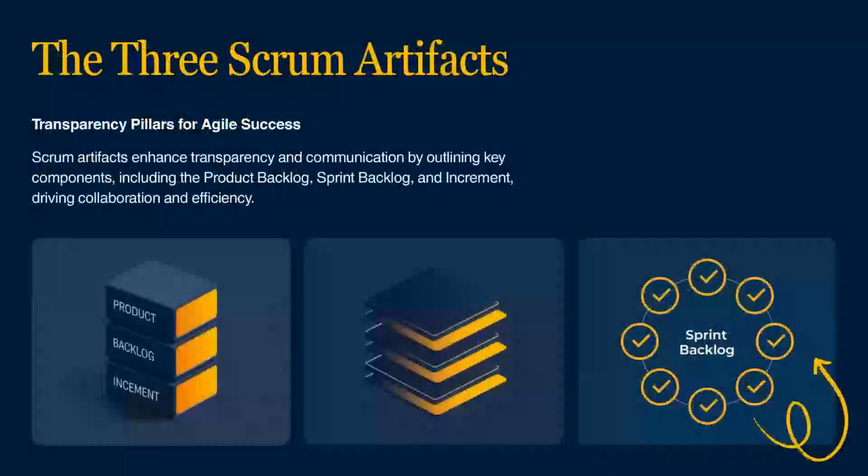Scrum also has 3 key artifacts, or documents, that keep the team organized. The product backlog, a prioritized list of all features, fixes, and requirements for the product. The sprint backlog, the specific items the team commits to completing in the current sprint. And the increment, the working, tested, deliverable product at the end of every sprint.